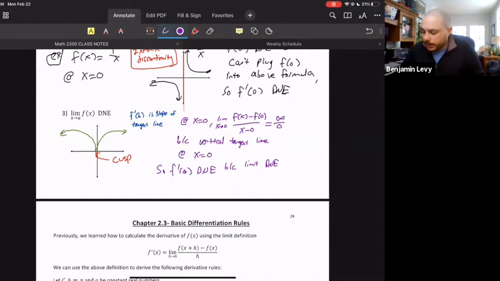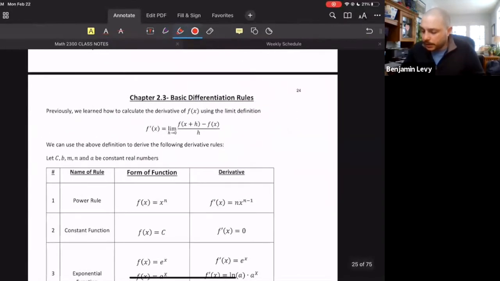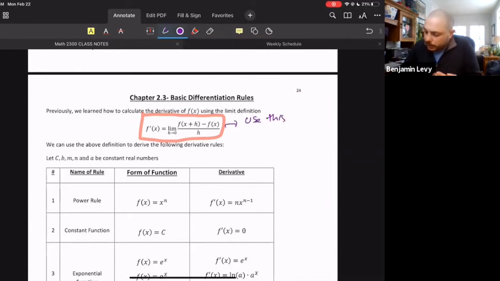But what the next page sort of says, and you can just see what it says right here. We learned how to calculate the derivative using this function or the other ones. But you can use this to derive the below rules. And so instead of having to do a limit every time, we just know that we can follow these rules because these rules follow from this limit definition. That's what I'm trying to say.